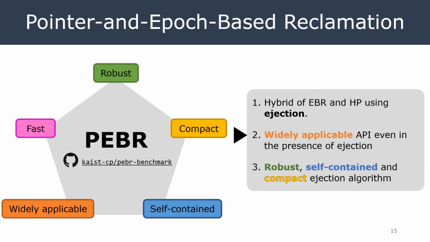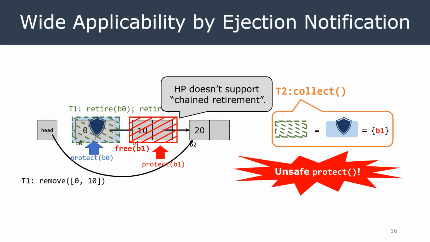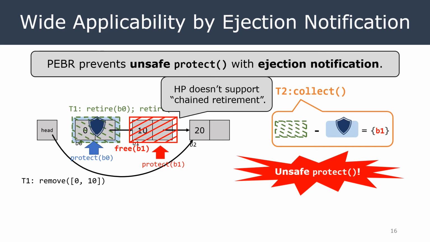The second key idea of PEBR is the widely applicable API. Let's look at it in more detail. As an example, let's get back to the chained retirement example. We have seen that this example is not supported by hazard pointers because of its inability to detect unsafe protect. On the other hand, it is supported by PEBR because the thread can avoid unsafe protection with ejection notification.